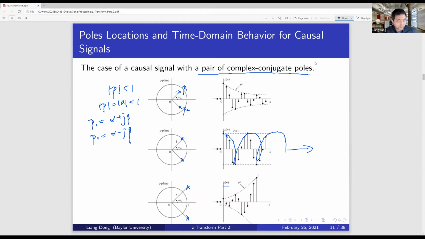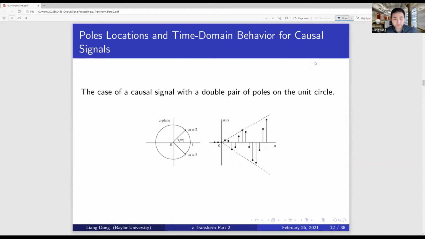So we still have our conclusion that I need to have those poles strictly within the unit circle in order for the signal x[n] to become smaller and smaller, so that we will be able to sum all these together, absolutely summable, and it gives me a finite number. Okay, so we have some other cases. If I have a double pair of poles on the unit circle, so I have P1, P2, P3, P4, it also diverges. So we do some other check. It's also on the unit circle. It's not good enough. I have to make sure it's inside the unit circle.